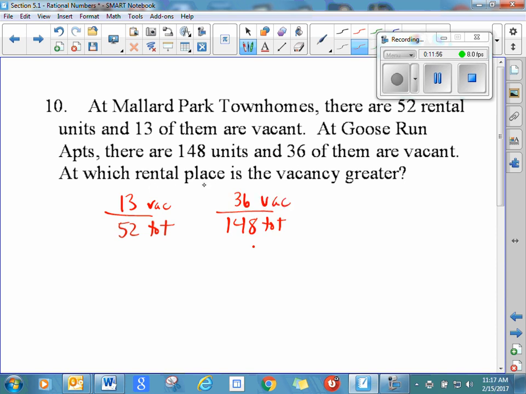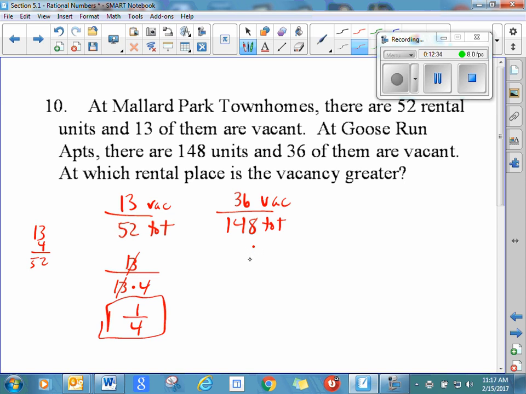It's asking which rental place has the greatest vacancy. Well, we are going to reduce these fractions to their simplest form, and maybe it'll be easier to compare them than it is now. So 13 over 52, 13's prime. I have to ask myself, however, is 52 a multiple of 13? And yeah, it is. 13 times 4 is 52. So if you reduce this fraction, the numerator is gone, so I have to add the ghostly 1, and this says 1/4 of his townhomes are vacant. What about this guy?